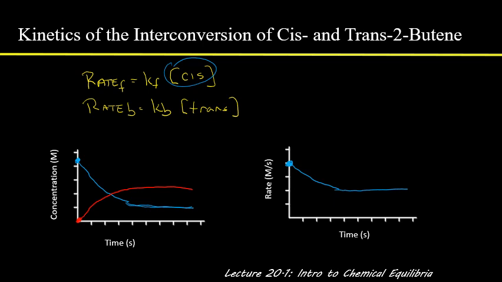For the trans molecule, the concentration starts out at 0, which means that the rate is also going to start out as 0, since the rate is directly proportional to the concentration of the trans molecule. And as the concentration of the trans increases, this rate is also going to increase. And eventually, we get to a point where the rate of the forward reaction and the rate of the backward reaction are equal.